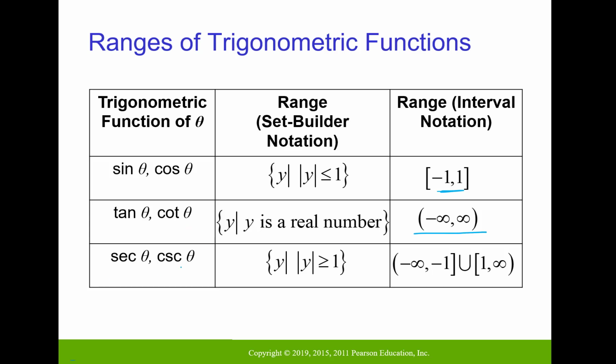And then secant and cosecant, because those are actually the reciprocals of sine and cosine, think about how that affects the range of those functions. You'll get any numbers less than -1 and then any numbers bigger than 1. So pretty much like the opposite of what sine and cosine do.